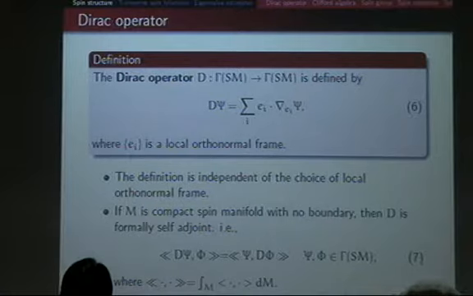So now the Dirac operator D is defined by D psi is this one. Of course, this is independent of the choice of local orthonormal basis, and if M is compact, D is formally self-adjoint, which means this one.